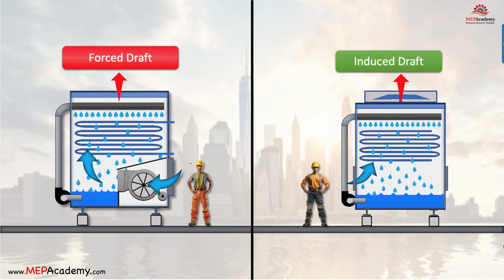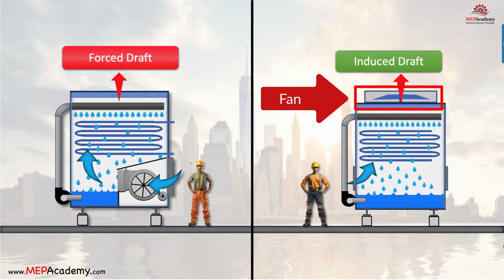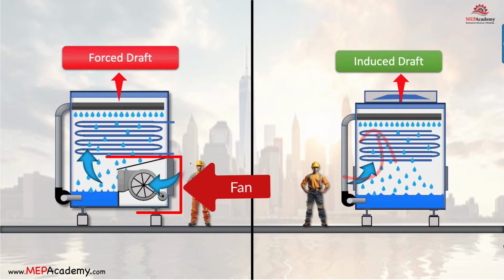Induced draft versus forced draft. There are several tower configurations, including induced draft and forced draft. The fans for an induced draft tower are located at the top of the tower and induce air into the tower. The fans for a forced draft tower are located at the bottom of the tower and force air into the tower and over the coil.